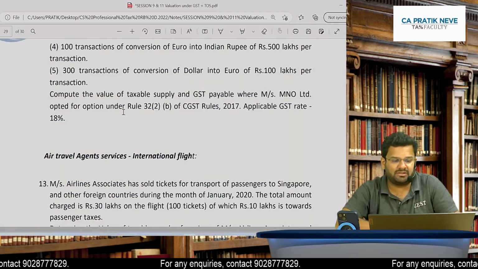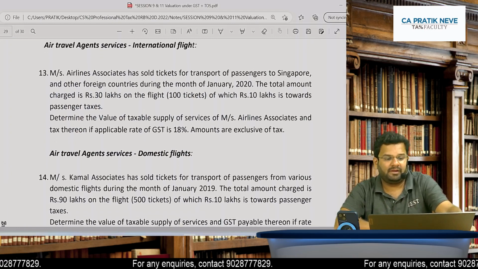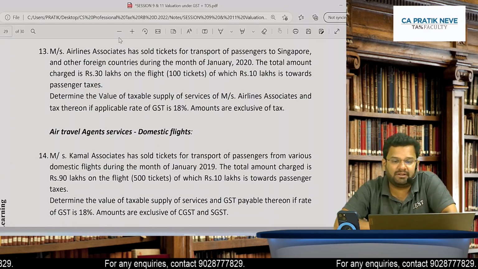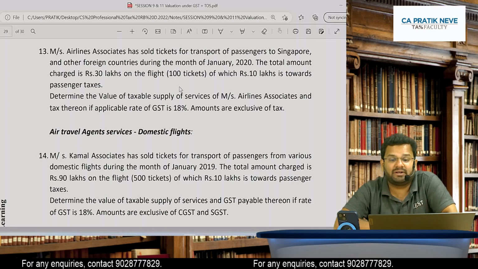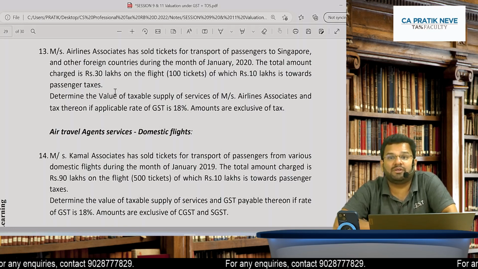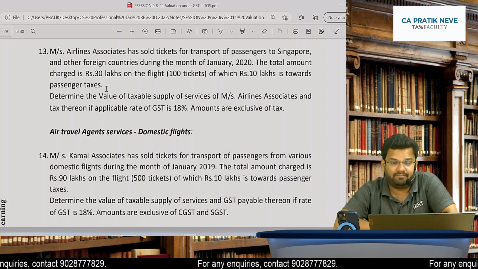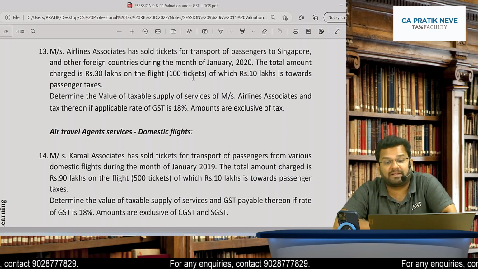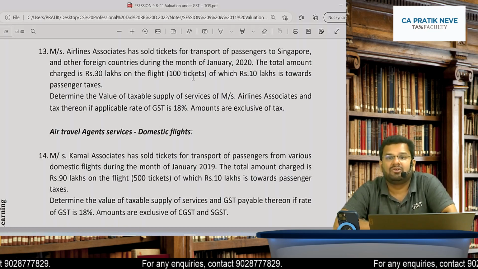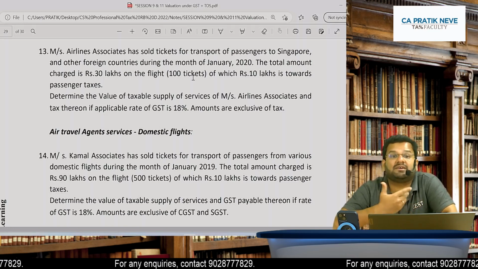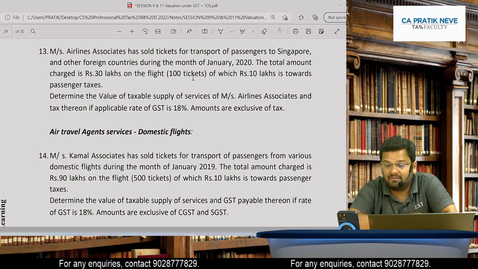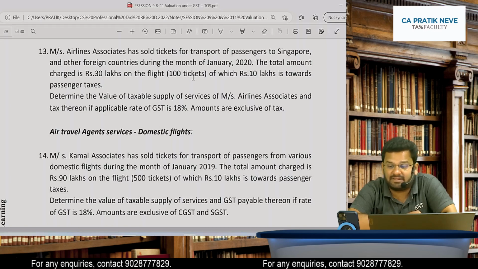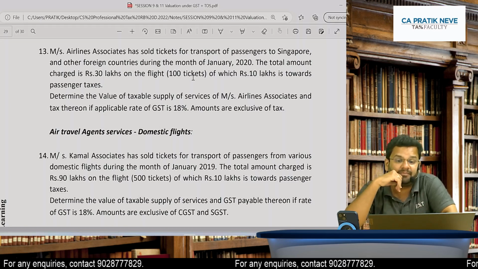So see the questions. If there is an airline company selling tickets for transportation of passengers to Singapore and other foreign countries, the total amount charged is 30 lakhs, of which 10 lakh is towards passenger taxes. So how much would you say in this case is the basic fare? You cannot say basic fare is 30 lakh. Basic fare is 30 lakh minus 10 lakh, 20 lakh.